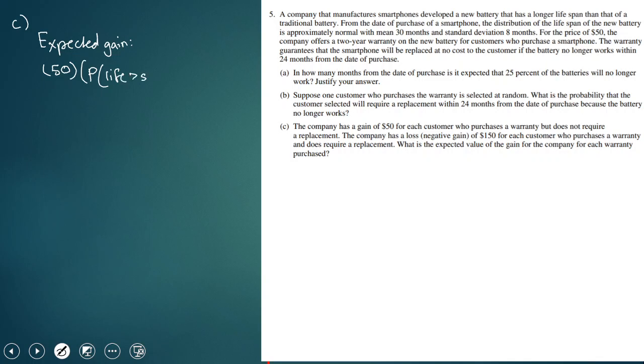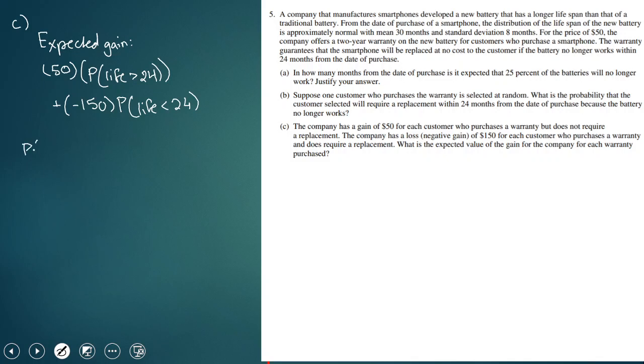my battery life is greater than 24, sorry. And then I need to add a loss of 150 times the probability that my life is less than 24. Right, so that would be the expected value. Those are the two scenarios. We already calculated the probability that the lifespan is less than 24 in part B.